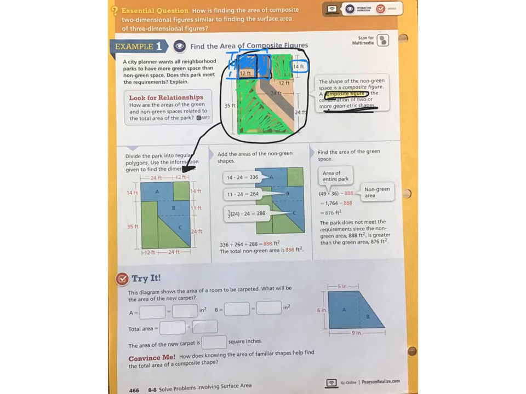So this right here is 12. Across here is 12, and the total here is 24, which means 12 and 12 make 24. So this right here is 24 feet. Okay, next you have rectangle B, which is this one right here.